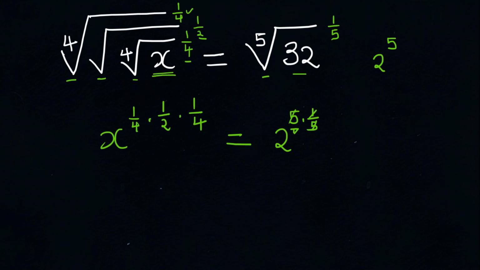And then here we are going to multiply this and this and this. So 1 multiplied by 1 is going to give us 1. And then 4 multiplied by 2 is going to give us 8. 8 multiplied by 4 is going to give us 32. So in the end we are going to have x to the power of 1 divided by 32 is equal to 2.